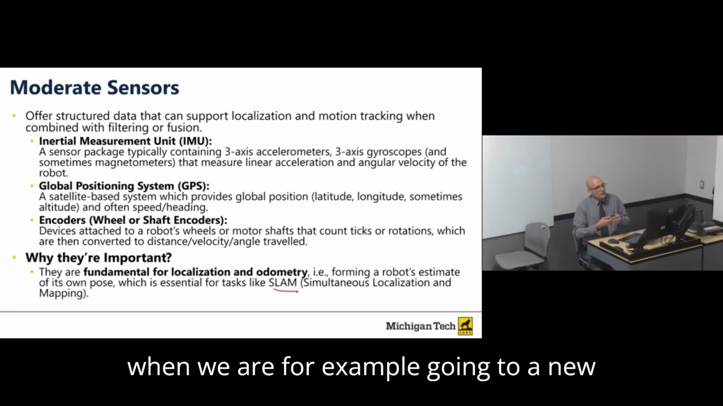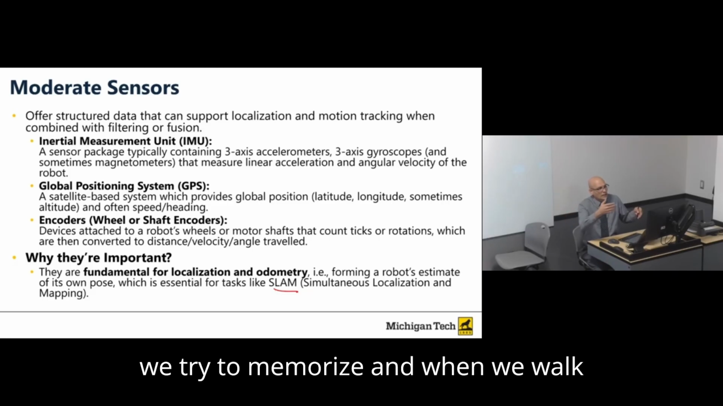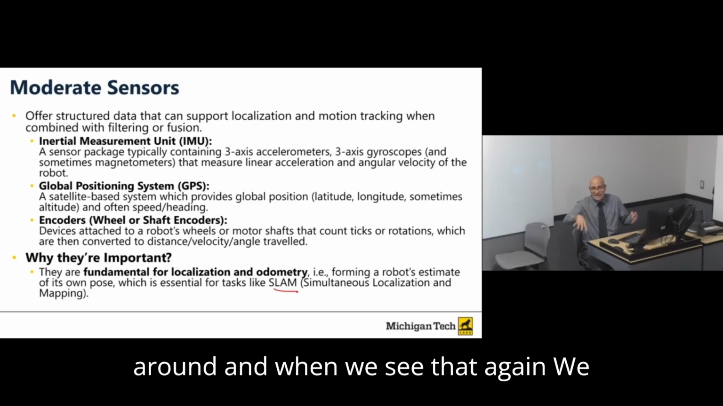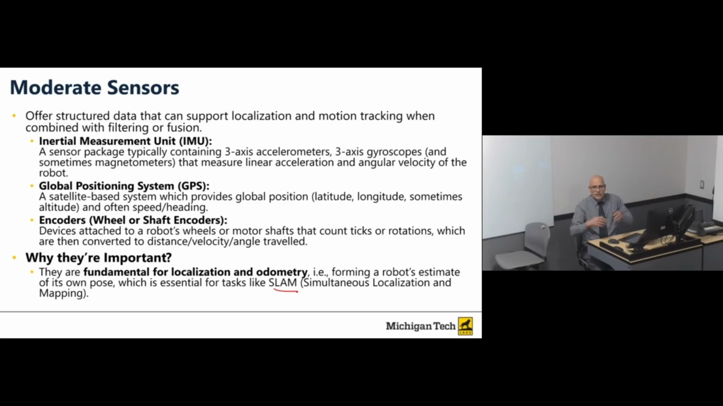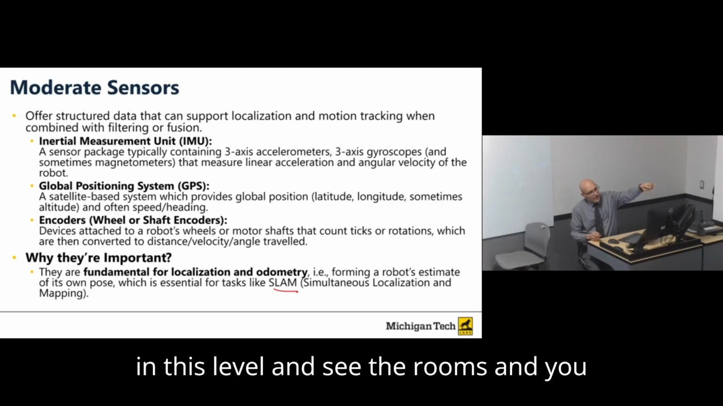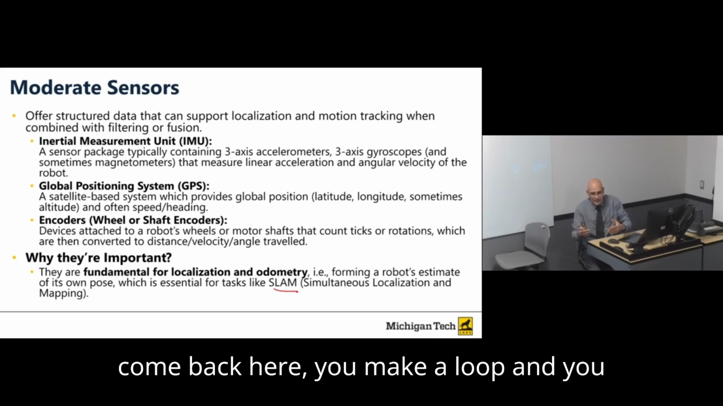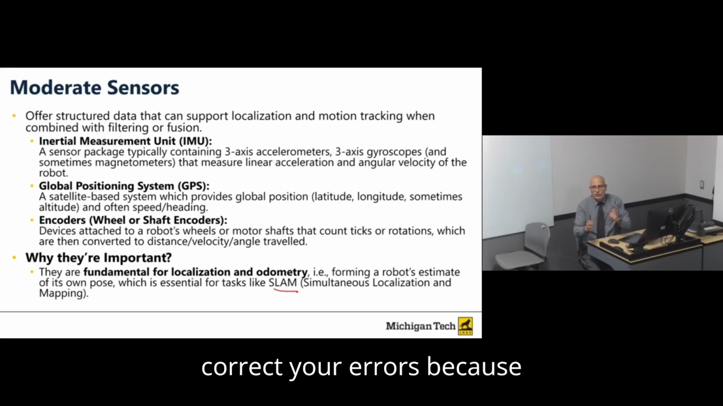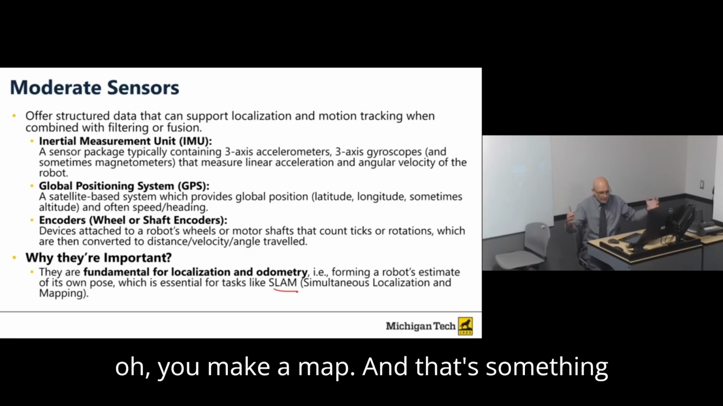What we do when, for example, we go to a new place, is we look everywhere and try to memorize. And when we walk around and see that place again, we correct everything from before. Imagine you are turning on this level and seeing the rooms, and you turn and come back here. When you come back here, you make a loop and you correct your errors. Because before that, you didn't know where you were going. And when you come back, you say, oh, you have made a map.